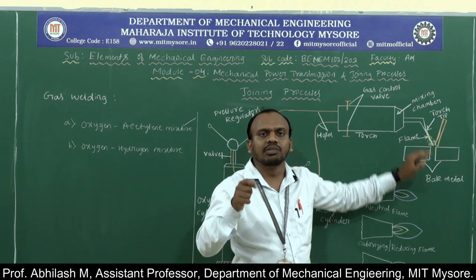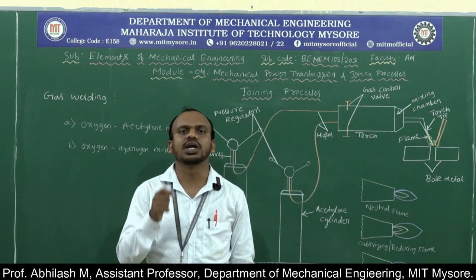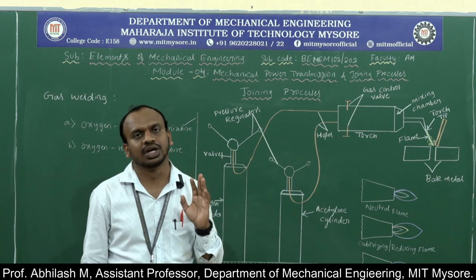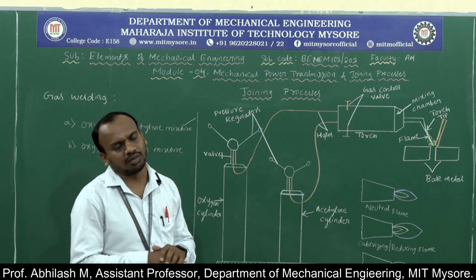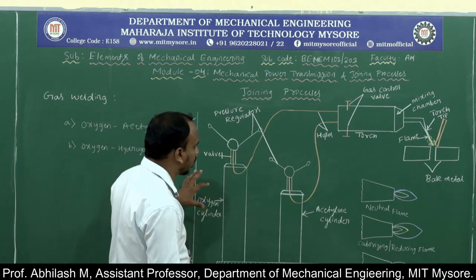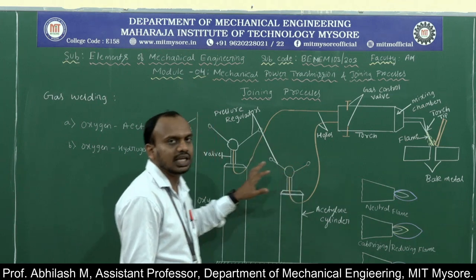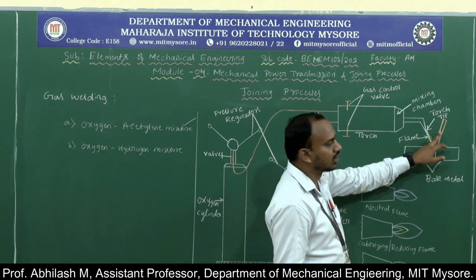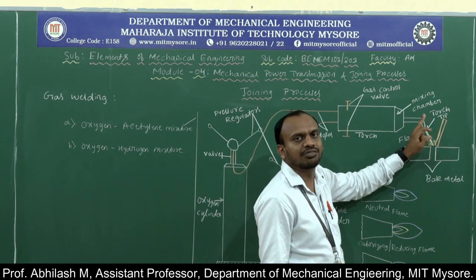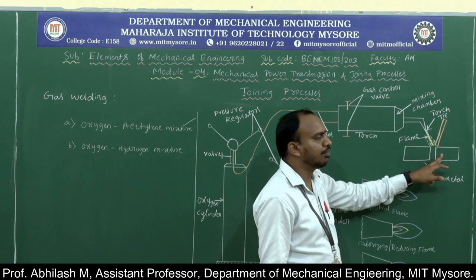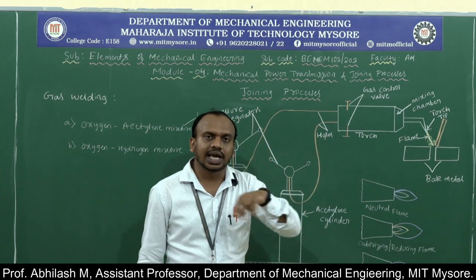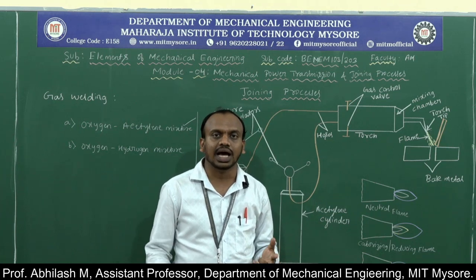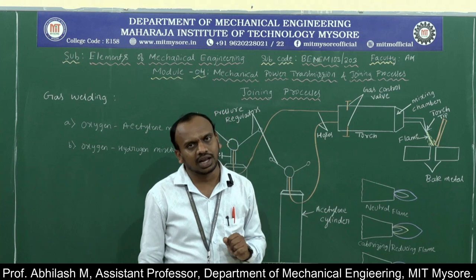That flame will generally be at 3200 degrees Celsius, which is sufficient to melt the surface of any commercially available materials. So these are the components we make use of in gas welding. And as I mentioned, we make use of a filler rod, an additional filler material which occupies the gap between the two workpieces. In electric arc welding, we do not use an additional filler material. The electrode itself acts as the filler material.